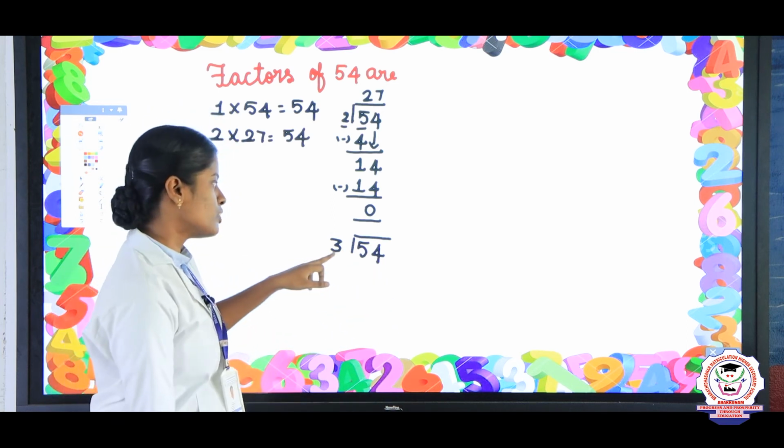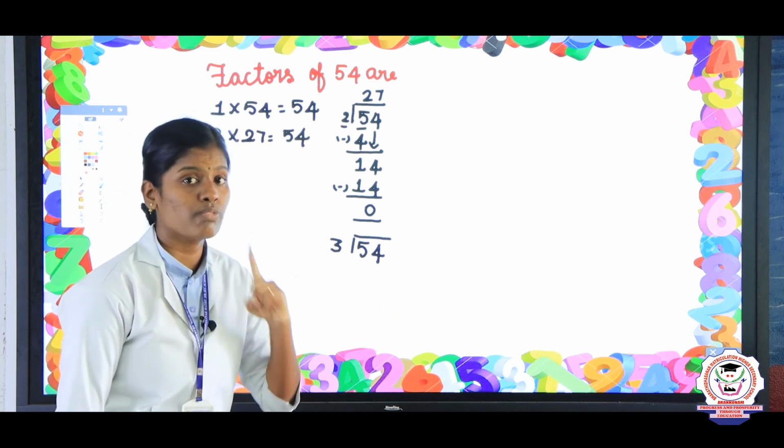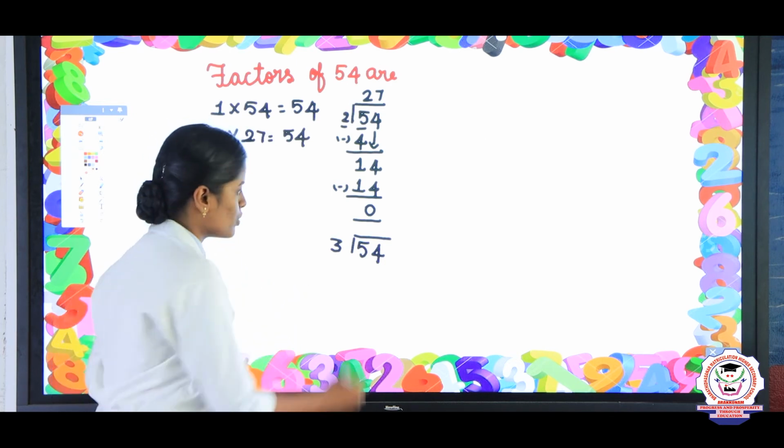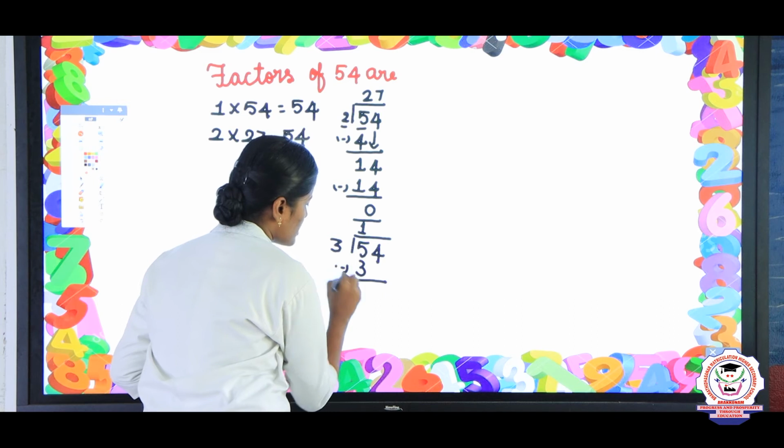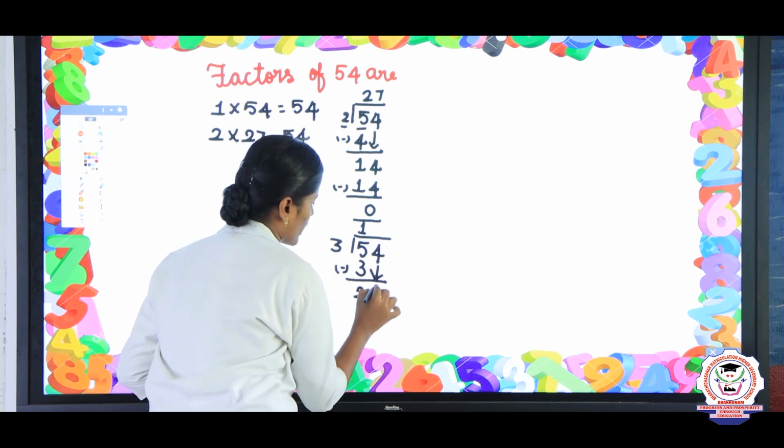So take a 3 and then 5, totally only 1 time. So write 1 3s are 3. Next you take 5 minus 3, 2, then you should bring down 4.